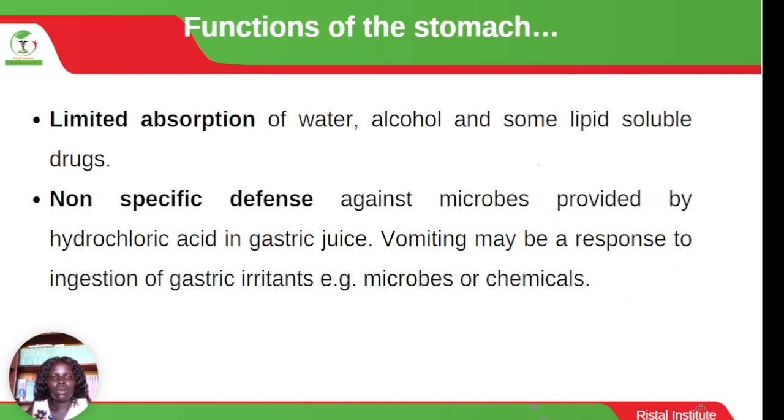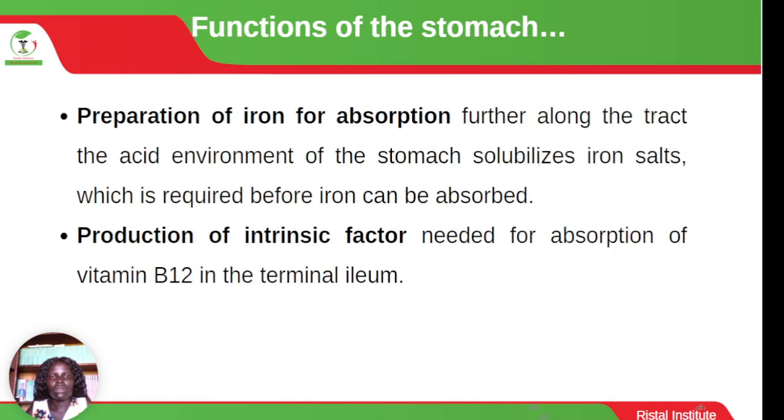Vomiting may be a response to ingestion of gastric irritants, for example, microbes or chemicals. Functions of the stomach continued. Another function is preparation of iron for absorption further along the tract. The acid environment of the stomach solubilizes iron salts, which is required before iron can be absorbed. Production of intrinsic factor is the other function, needed for absorption of vitamin B12 in the terminal ileum.